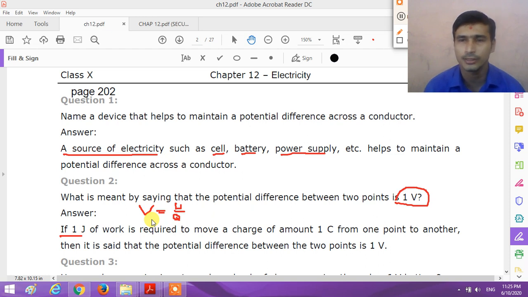So from this we can write the definition of 1 volt like this. If 1 joule of work is required to move a charge of amount 1 coulomb from one point to another point, then it is said that the potential difference between the points is 1 volt. Clear?